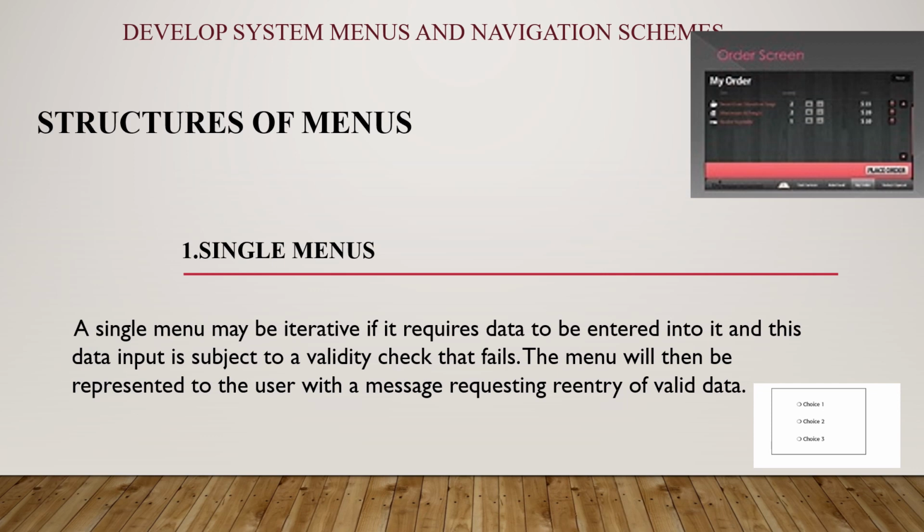For example, this is an order screen, my order, and here the user can order any one choice among all the three. So that is about the single menu.